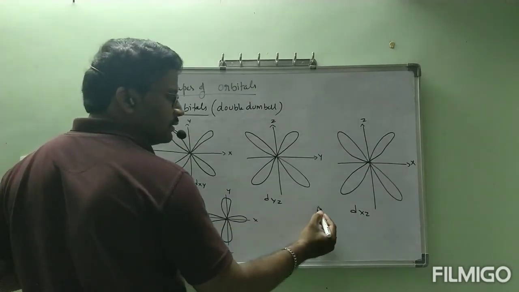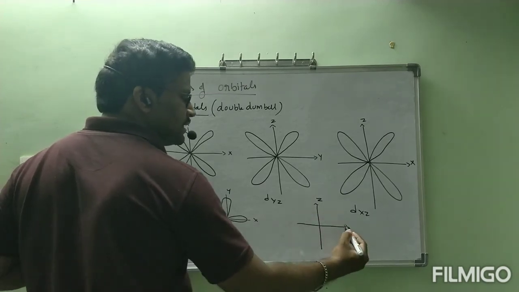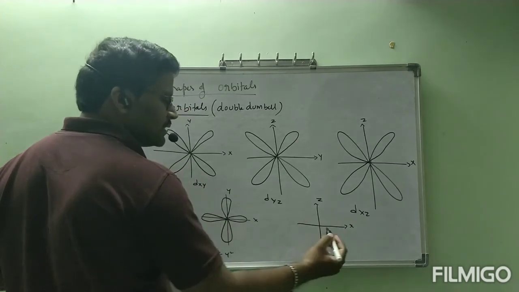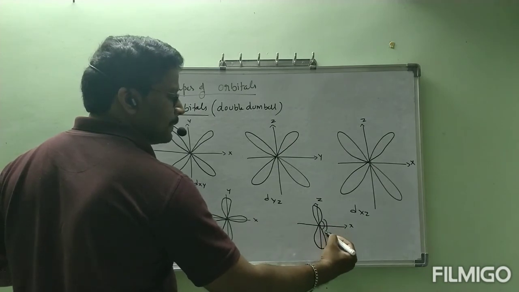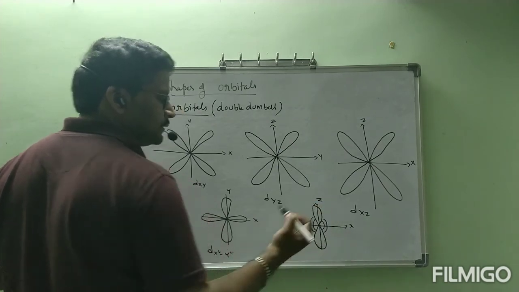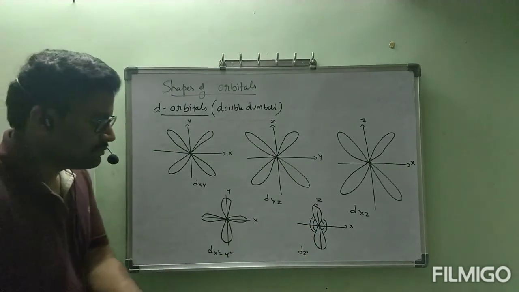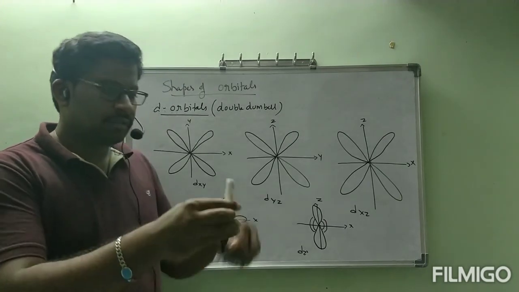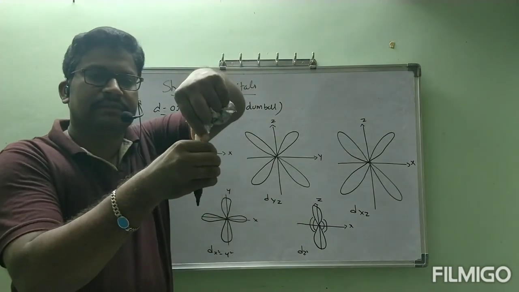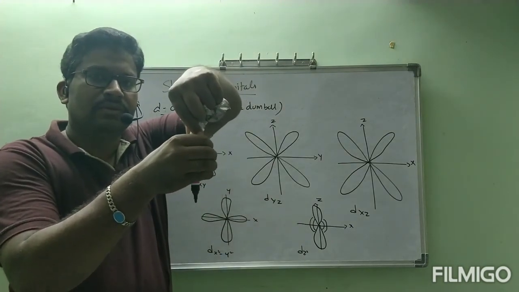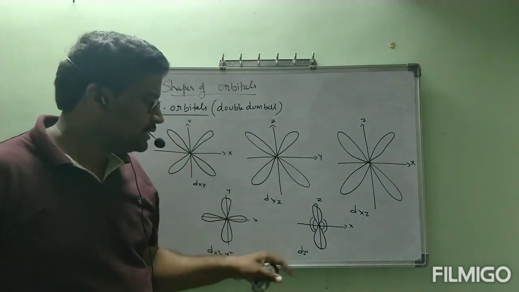And the fifth one, only z axis. Some x might be there, or it will be anyways. This is dz square. See, this is the orbital. This is looking like this in the middle. You know donut. The donut like this and like this. That is dz square.